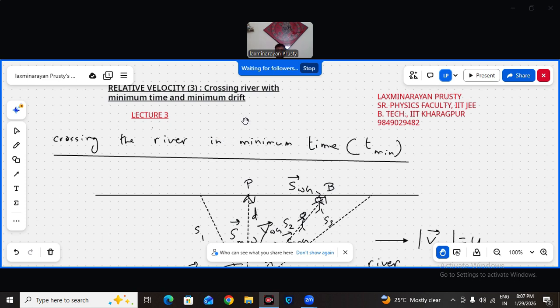In lecture number 2, I discussed crossing the river with the smallest distance, that means crossing between direct opposite points. And also in lecture 2, I discussed the work done by the person. Okay, now lecture 3, very important for us. Two things I am going to discuss here: crossing the river in minimum time and with minimum depth.